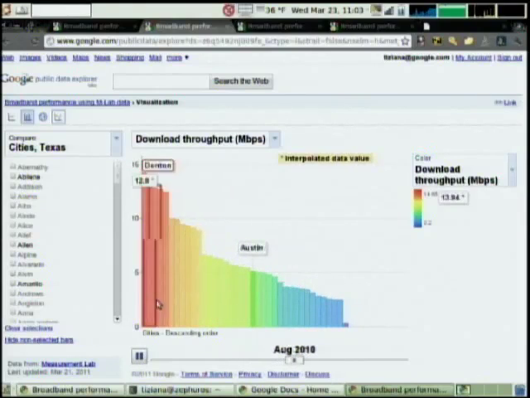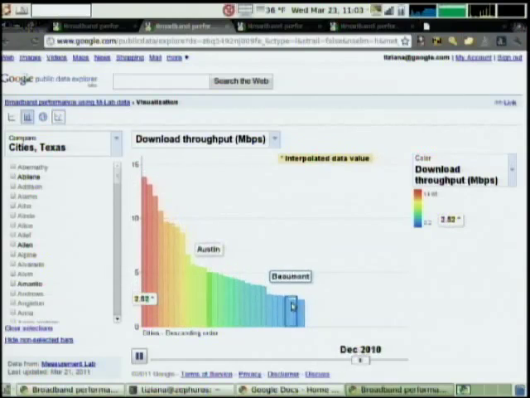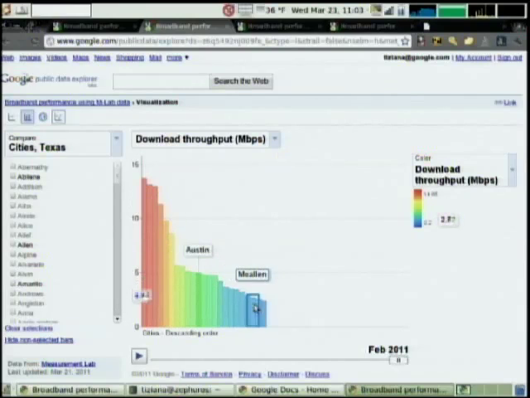So Austin, here you see different cities. The different colors tell us which cities have had high bandwidth, which ones have had lower bandwidth on the average. Who's up in the far left? Garland, Texas. And Dallas is down there at the bottom. Well, that tells you something.